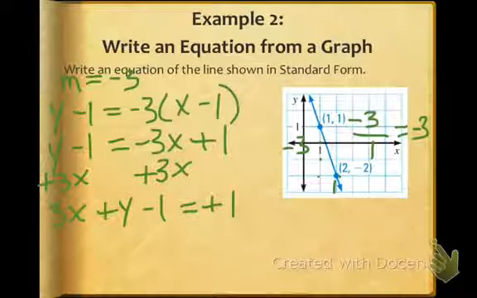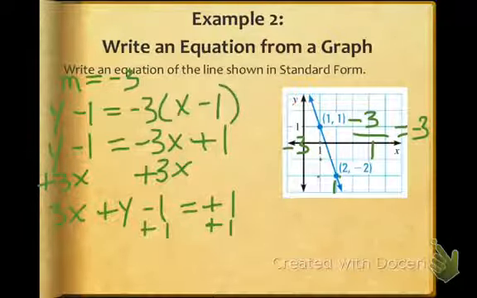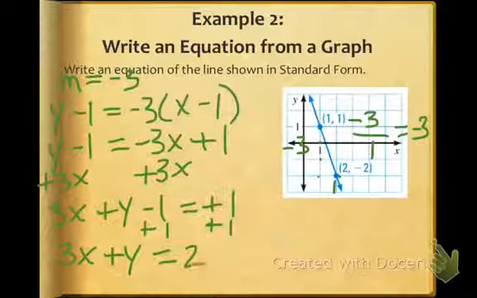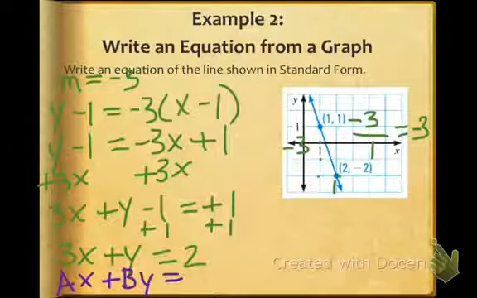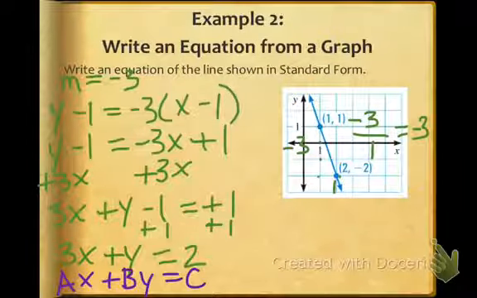And now to get it fully in standard form, I need to move that minus 1 over. So I'm going to add 1 to both sides, and I'm left with 3x plus y equals 2. And notice, that's of the form ax plus by equals c. And in this case, even though there's no coefficient next to y, remember that means there's an implied coefficient of 1. So b in this case is actually 1.